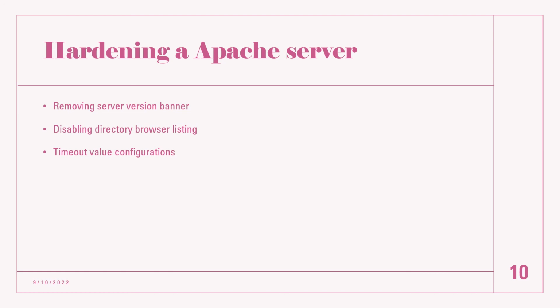And last is timing out your value configurations. So the default timeout in Apache is about 300 seconds, which makes you an easy target for Loris attacks or potentially getting DoSed. You can mitigate this by simply lowering the value to something like 60 seconds.